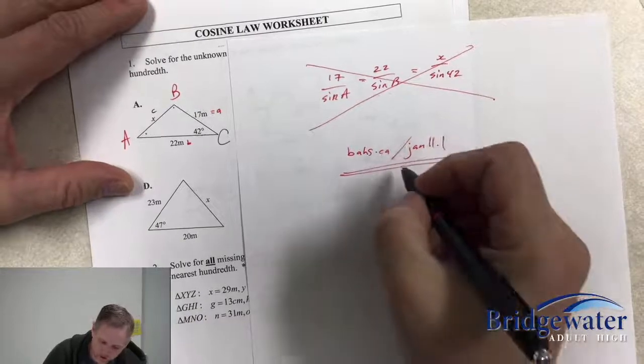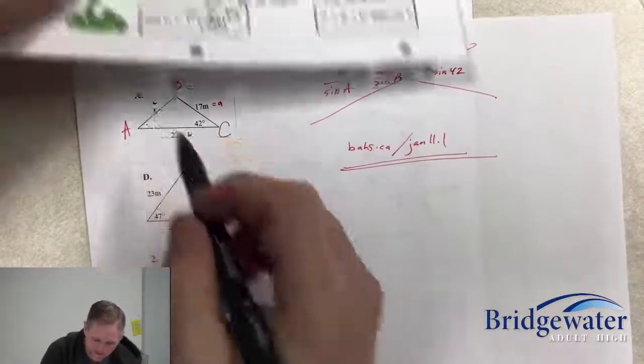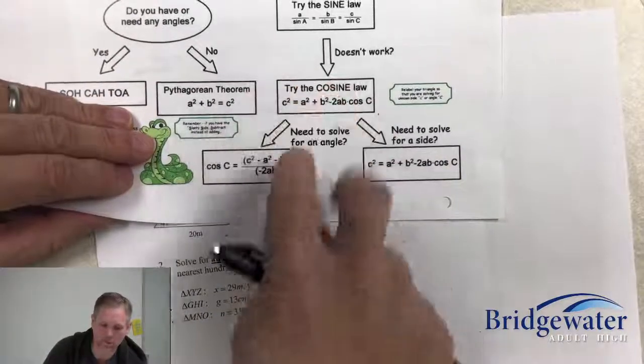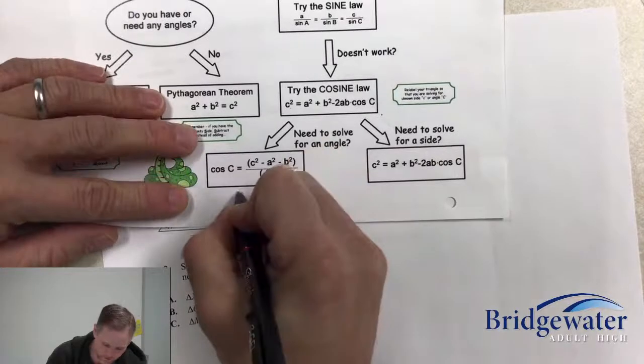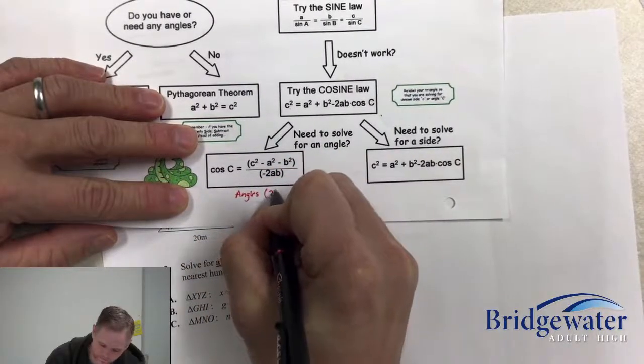So now what we're going to do is we're going to try the cosine law. Now, we need to find a side. So down here, cosine law, try the cosine law. There's the cosine law, but it's split up into angles. So you can actually write this thing in if you want, angles. And don't forget the second function.